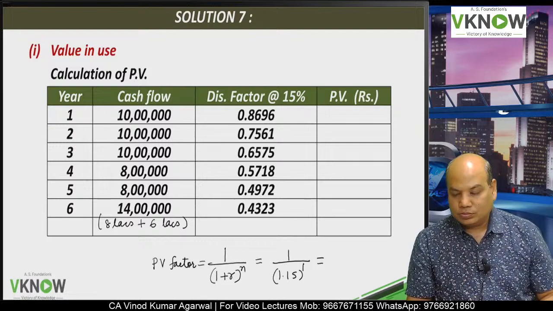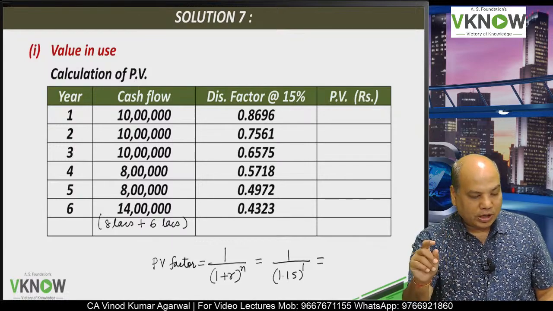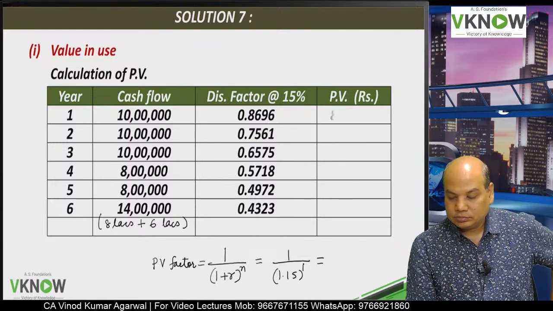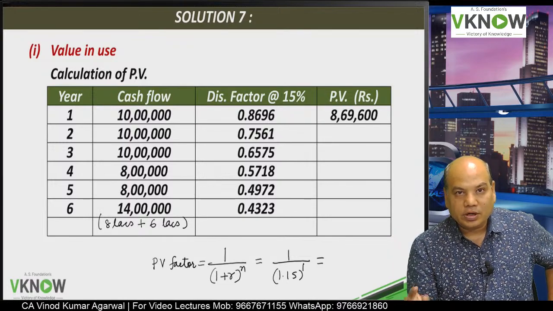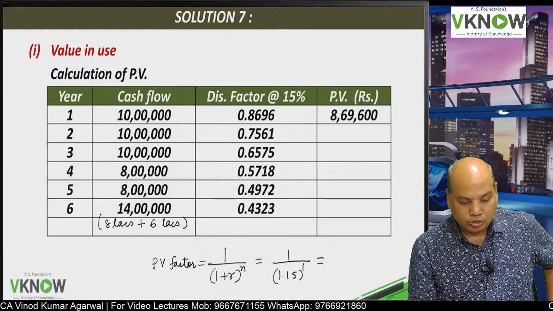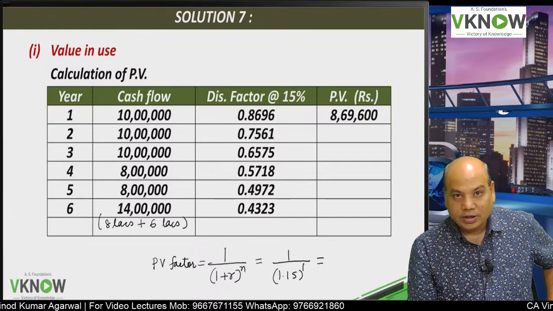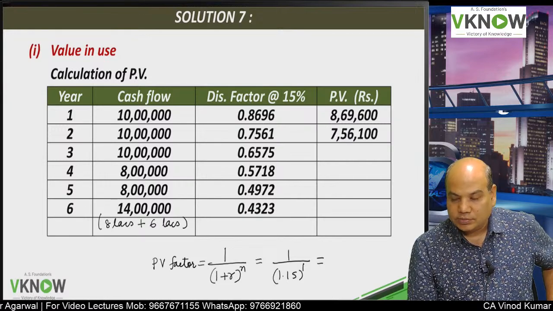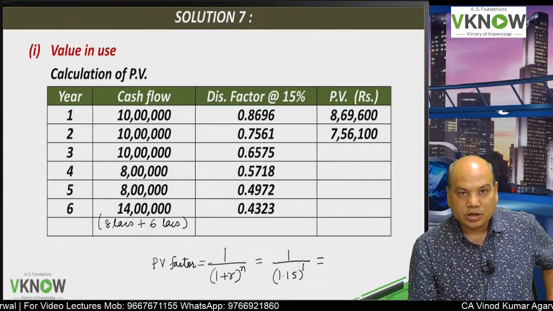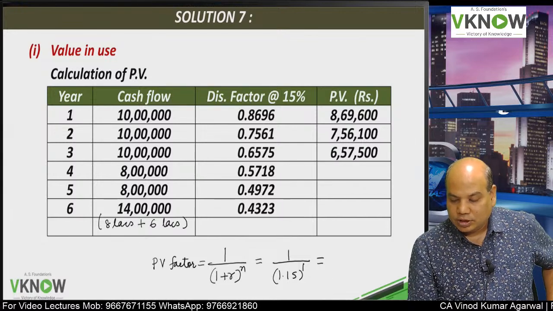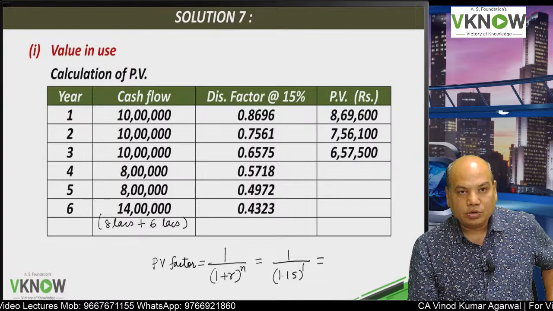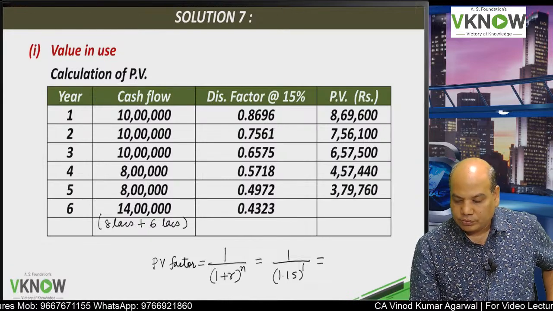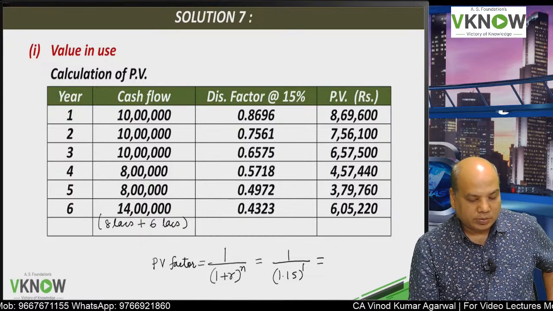Now what you need to do, you have to multiply cash flow and PV factor to get the present value. So multiply on your calculator 10 lakh into 0.8696, 869,600, memory plus, use memory plus. Again 10 lakh into 0.7561 equal to, memory plus, 756,100. Again 10 lakh into 0.6575 equal to, memory plus. Do it for all the remaining calculations.